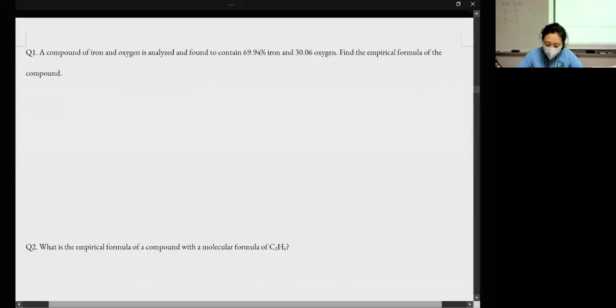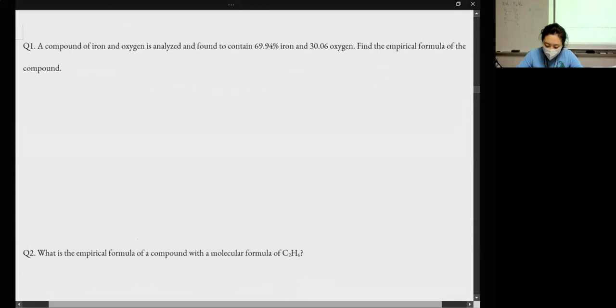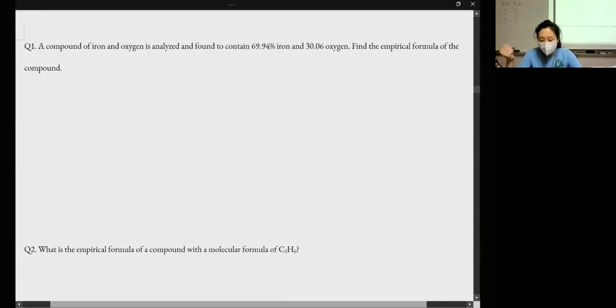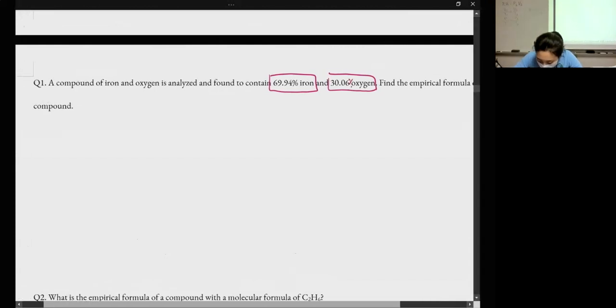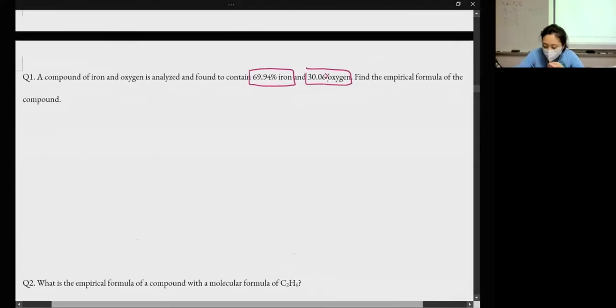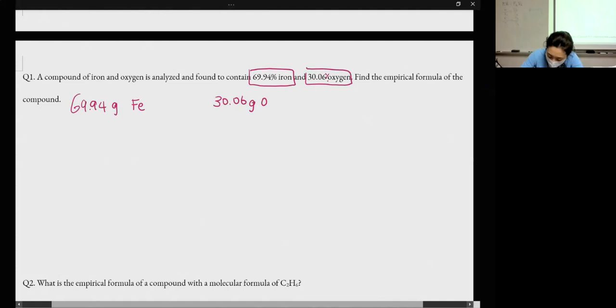All right, so we're gonna start with question number one. Okay. So what we know is that there is 69.94% iron, 30.06% oxygen. There was a typo over there. Okay, so that's what we're gonna list. Your step one is to change the percent into the grams. So it will be 69.94 grams of iron and then 30.06 grams of oxygen.